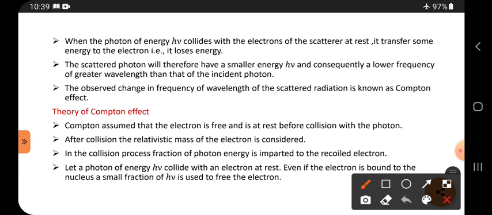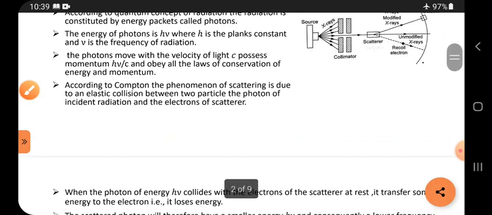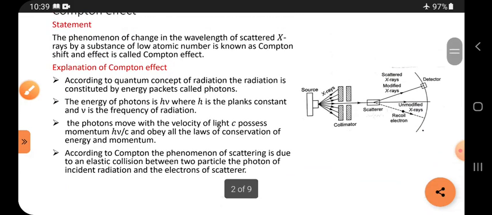And here, when the photon of energy h nu collides with the electrons. Okay, electrons. Here let me show the diagram first, how it is. Diagram is important.